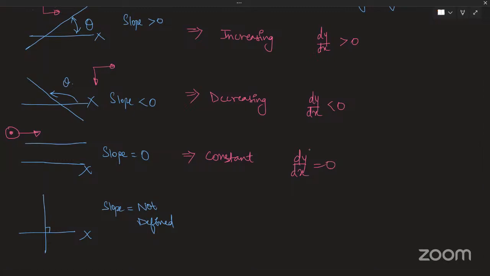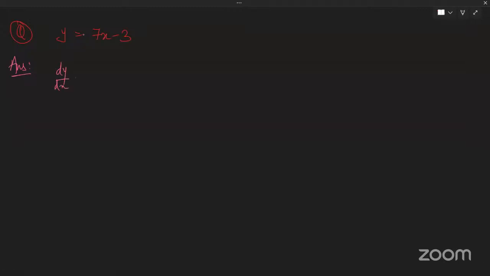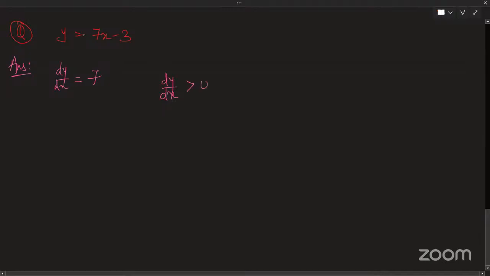So let us discuss a few functions and how they are increasing or decreasing. For example, I give you a function y is equal to 7x minus 3. I'm asking you, can you tell me what is the value of dy by dx? The value of dy by dx is 7. So dy by dx is always greater than 0 for all values of x. So what can I infer about this function? Can I say it is always increasing? Yes, it's always increasing, correct.